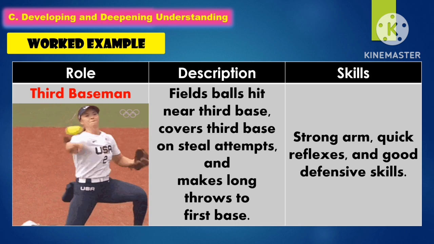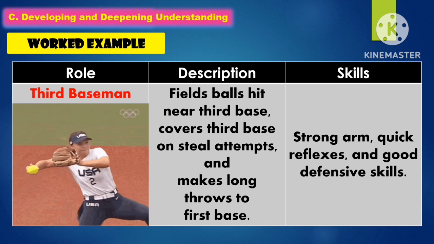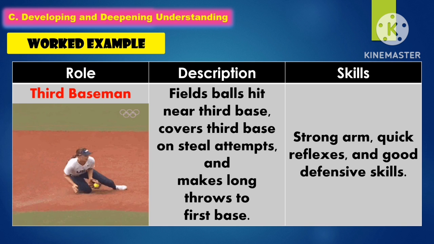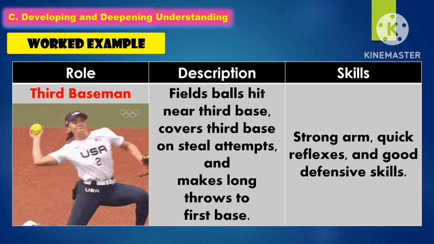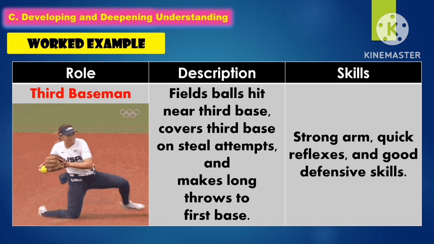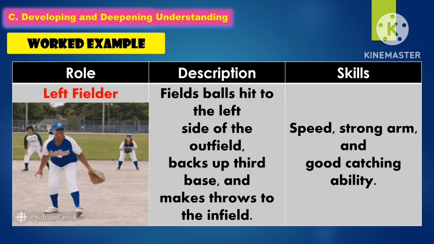Another role in softball is the third baseman. For the description, it fields balls hit near the third base. It covers the third base on steal attempts and makes long throws to first base. And for the skills needed: strong arm, quick reflexes, and good defensive skills.